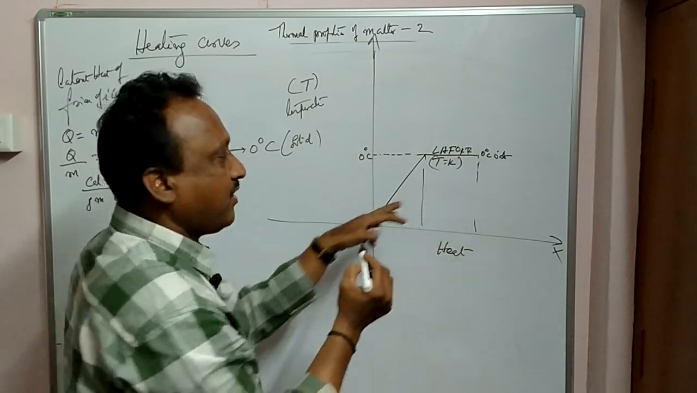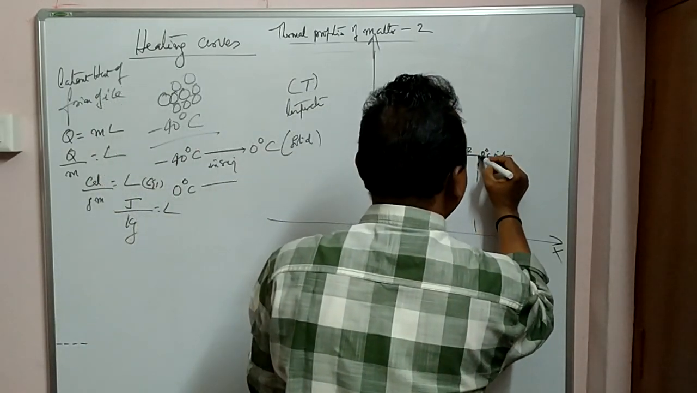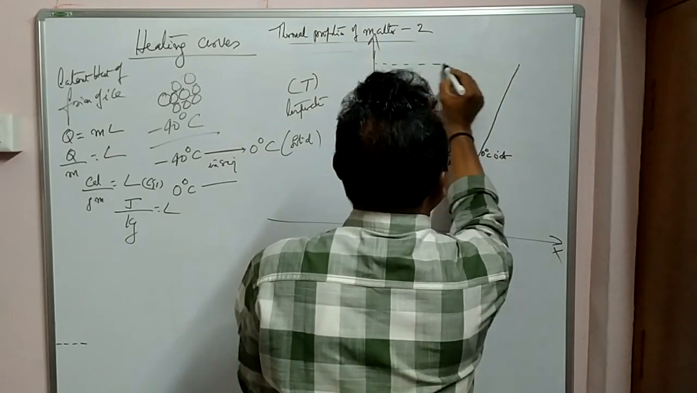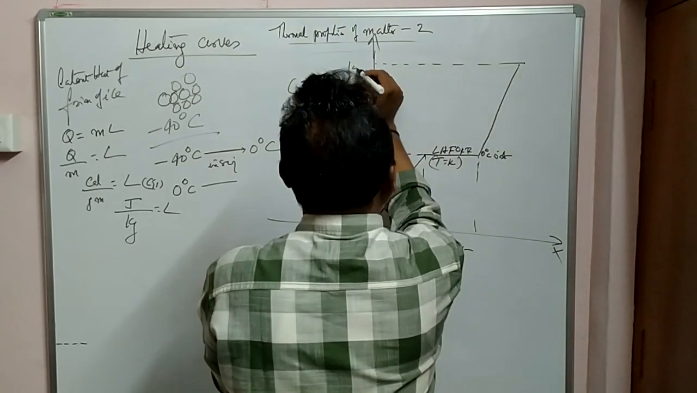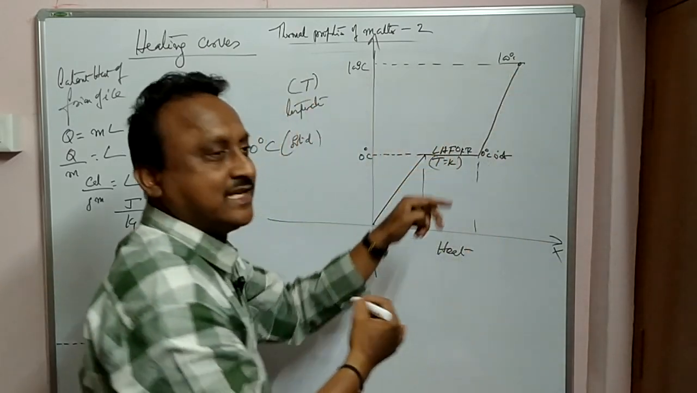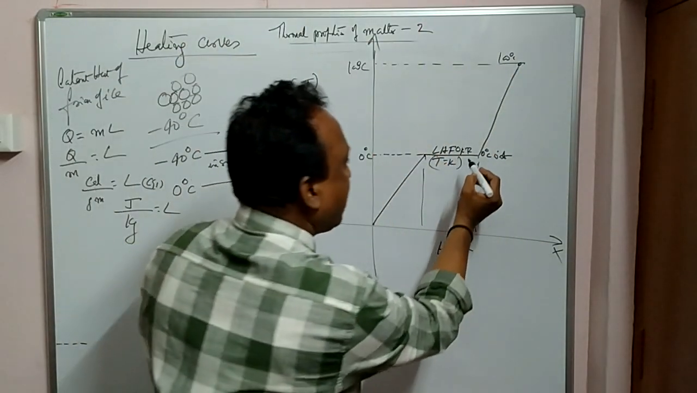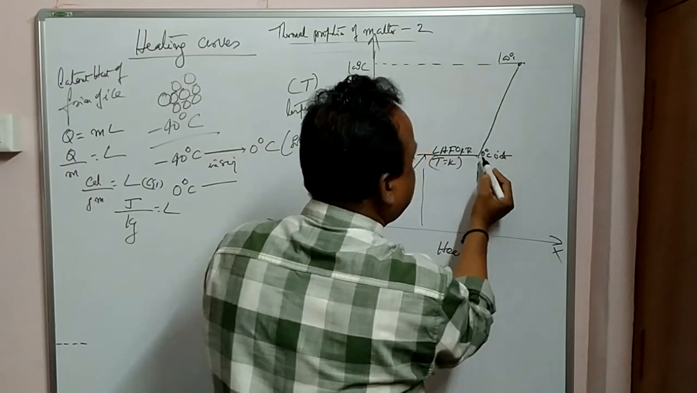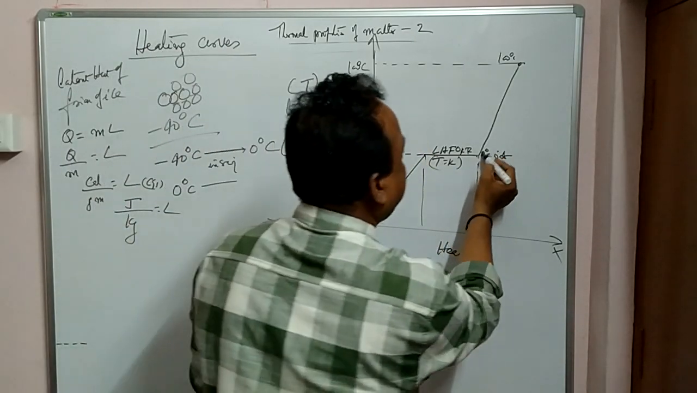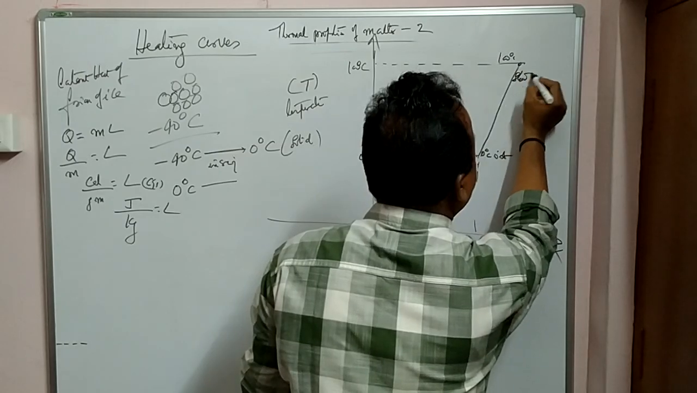Temperature constant. Now if you increase the temperature, what happens? Again the temperature is rising, up to the boiling point, 100 degrees centigrade. The temperature is raised. So from here to here, what happens? Liquid is converted into gas or steam. Liquid water is converted into steam, vapor.